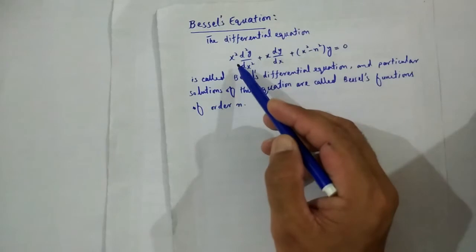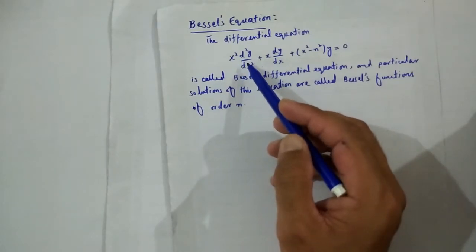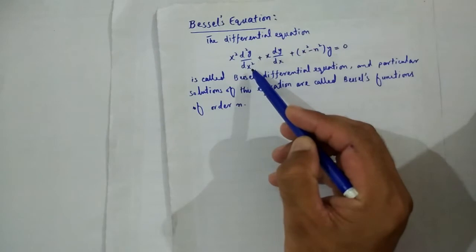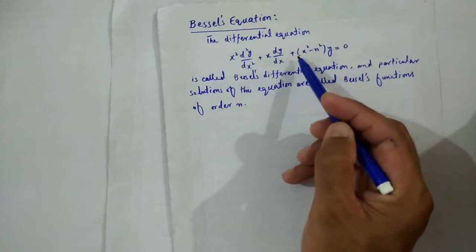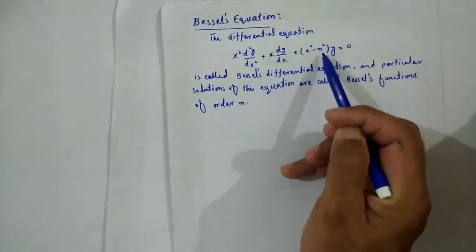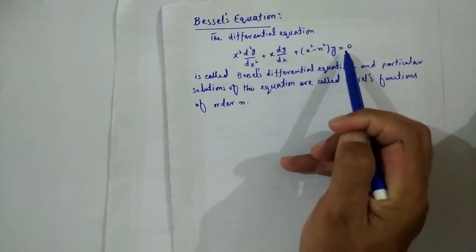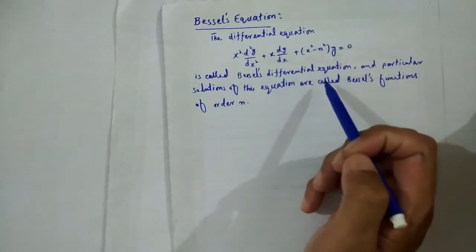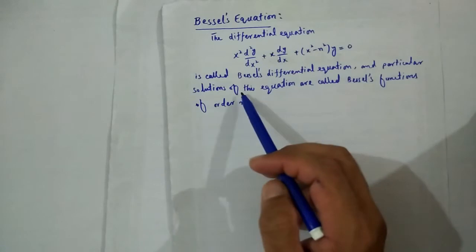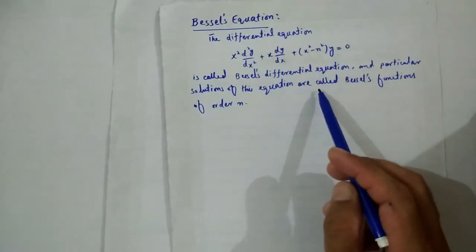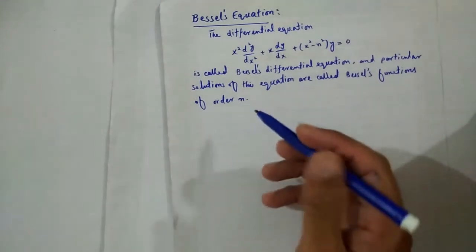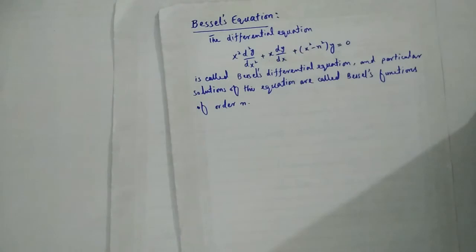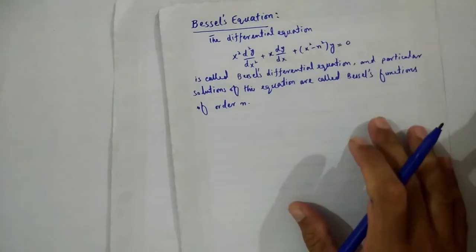The differential equation x square d square y upon dx square plus x into dy upon dx plus x square minus n square into y is equal to 0 is called Bessel differential equation, and the particular solutions of this equation are called Bessel functions of order n. So today we are going to solve the Bessel differential equation.